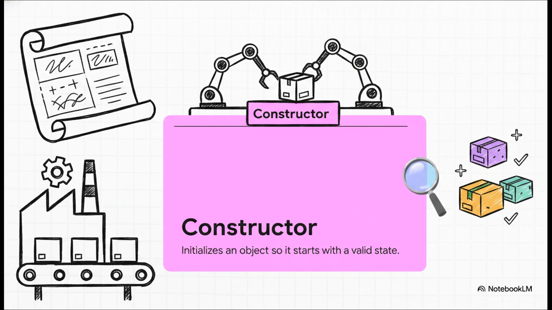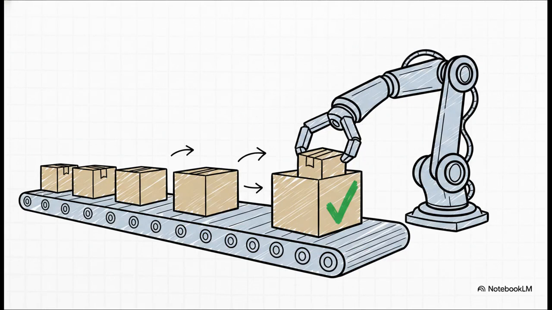Think of it kind of like a meticulous factory worker whose sole job is to ensure that the moment a new object is created, it's immediately handed its crucial first values. It initializes the object so it starts its life with a totally valid, usable state. But why do we care so much about constructors?